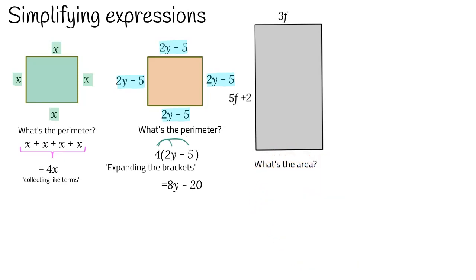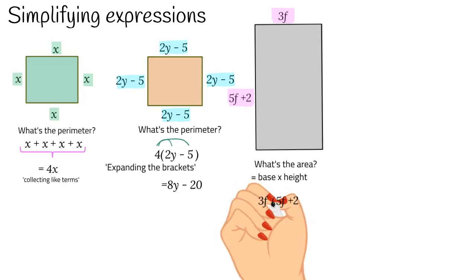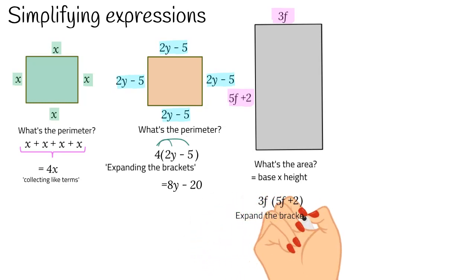So we have a rectangle, and we know to find the area of a rectangle, we need to do base times height. Well, that's going to be 3f multiplied by 5f plus 2. You might be tempted to write it like this with a times sign, but algebra does not like times signs. It much prefers brackets. And now we can expand the bracket.